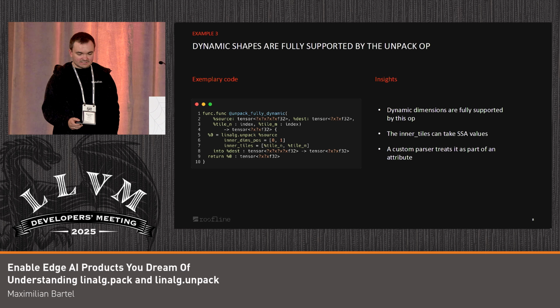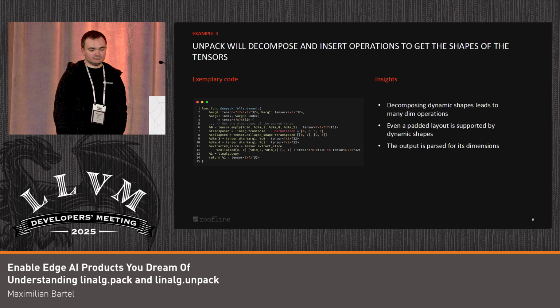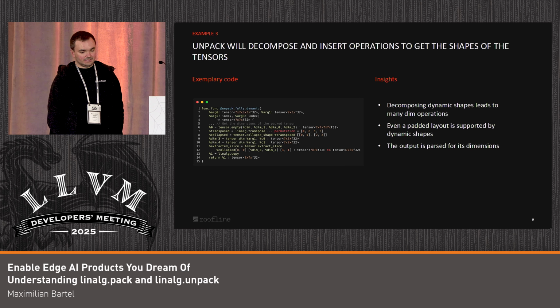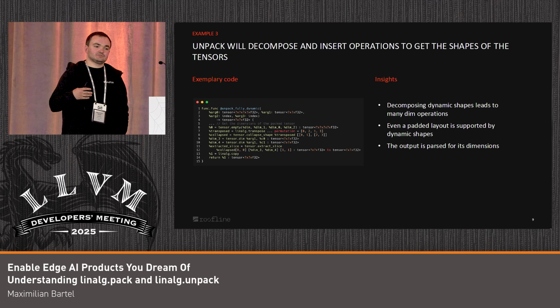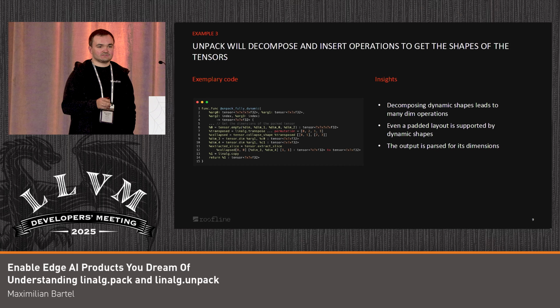So what happens now when you lower that is that you get a bunch of tensor.dim dimensions in your code. First, to create the tensor.empty that you know from linalg, you then transpose the values, collapse the shapes, and then because you need to be able to make the reverse of padding, you actually have to get the dimensions of the output tensor and then do an extract slice of the size of the output. And at the end, you have a linalg.copy to the result.